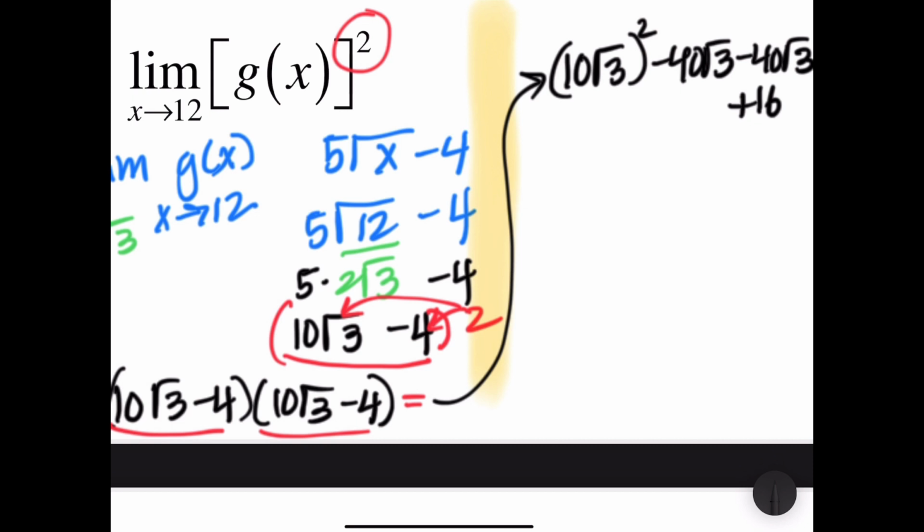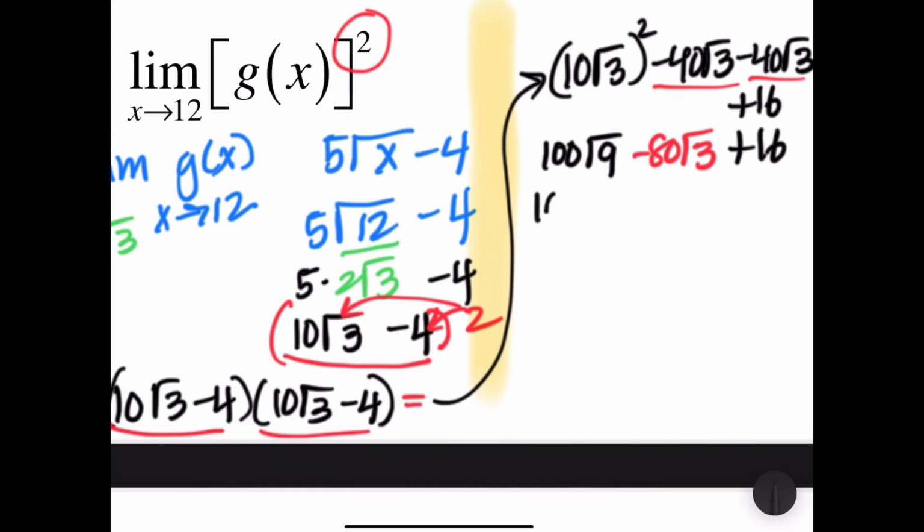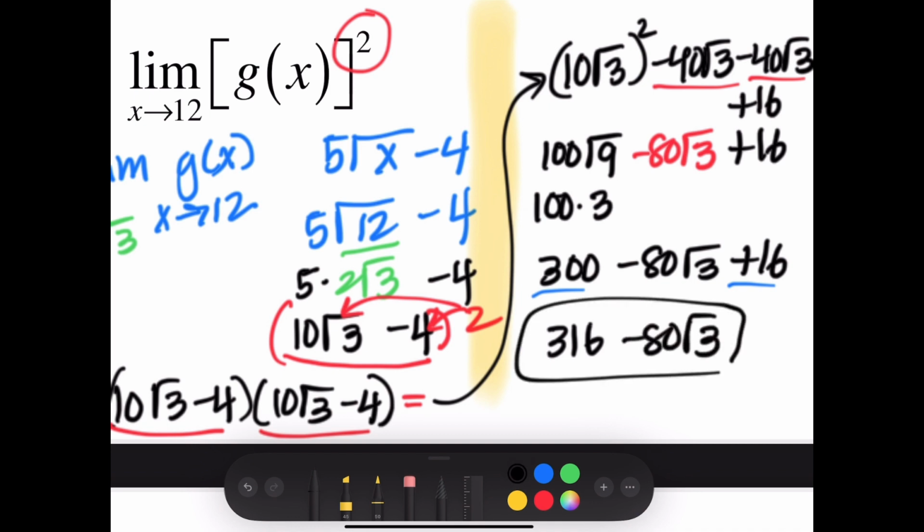So 10 radical 3 squared is going to give me 100 radical 9. My negative 40 radical 3's combined are going to give me negative 80 radical 3. And plus 16. And then I know that the square root of 9 is 3. So 100 times 3 is going to give me 300 minus 80 radical 3 plus 16. I can combine my 300 and my 16 to give me 316. Okay. And then I have minus 80 radical 3 as my final answer.